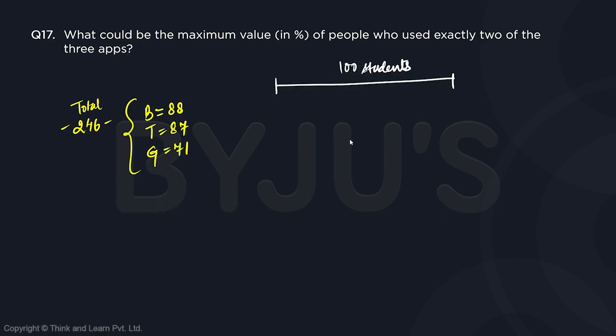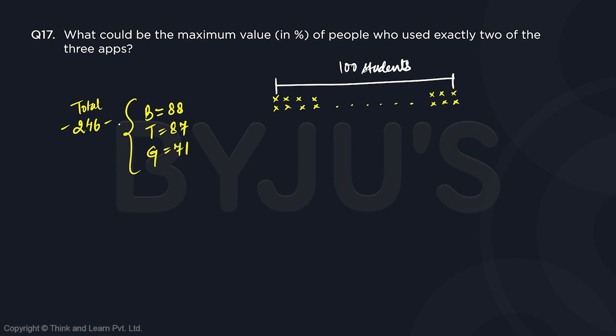Question number 17. What could be the maximum value in percentage of people who used exactly 2 of the 3 apps? So we need to maximize the number of students who will have exactly 2 chocolates. Well, it is pretty simple. If I want to maximize the number of students, let's assume each student has 2 chocolates out of 246. So we will give every student 2 chocolates each. We now have all the students with exactly 2 chocolates, so exactly 2 of the 3 apps, there are 100 people or 100%.